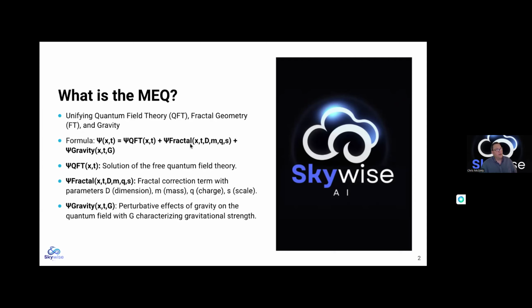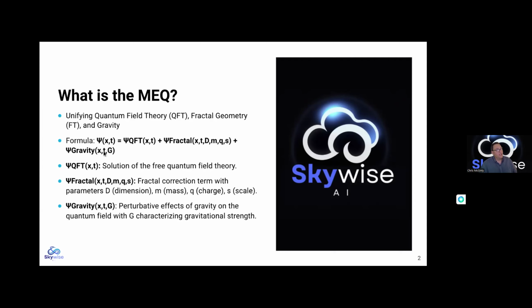Here, this is where the magic happens. We put this fractal correction term in. What this does is take in some different parameters: of course the space and time, and then the dimension, the mass scale, the charge, and the scale. The scaling factor is huge, because what I can do with this is scale infinitely down and infinitely up in fractal patterns, which becomes very, very useful.